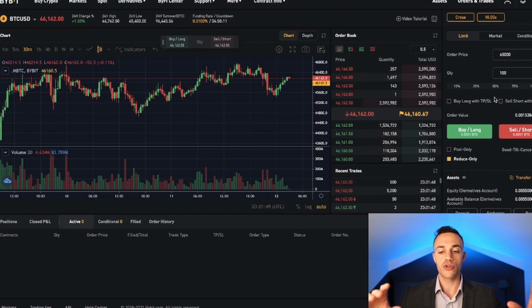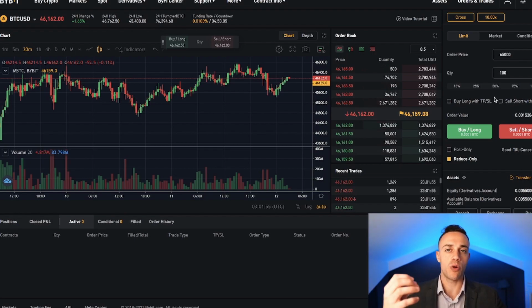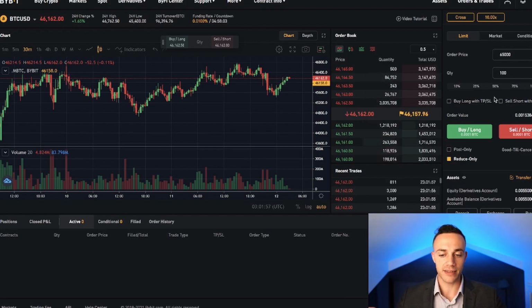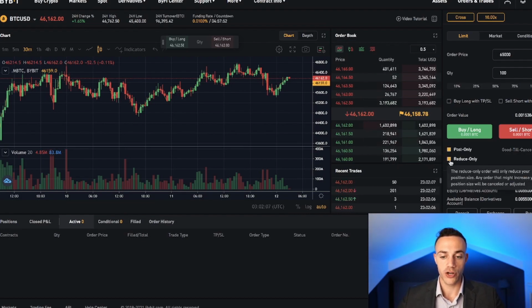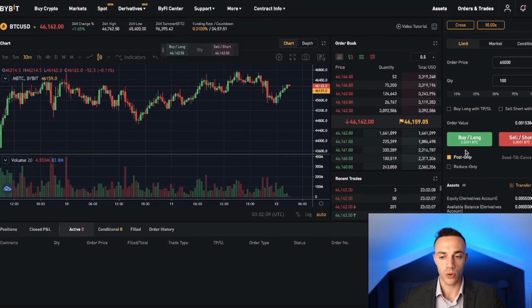But you're going to want to use reduce only because that means it won't actually open up a short. It will only sell the position you already have. It will only reduce your open position sizing. So that is what reduce only means. Super important that you know how to use reduce only, because if you ever find yourself in a situation where you're in a trade without a stop loss, you're going to want to make sure you put in a stop loss, so you'll hit reduce only.